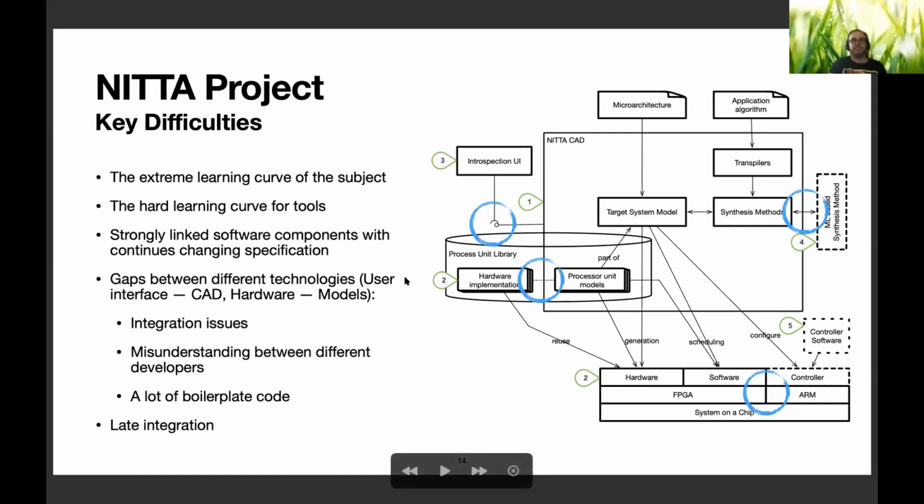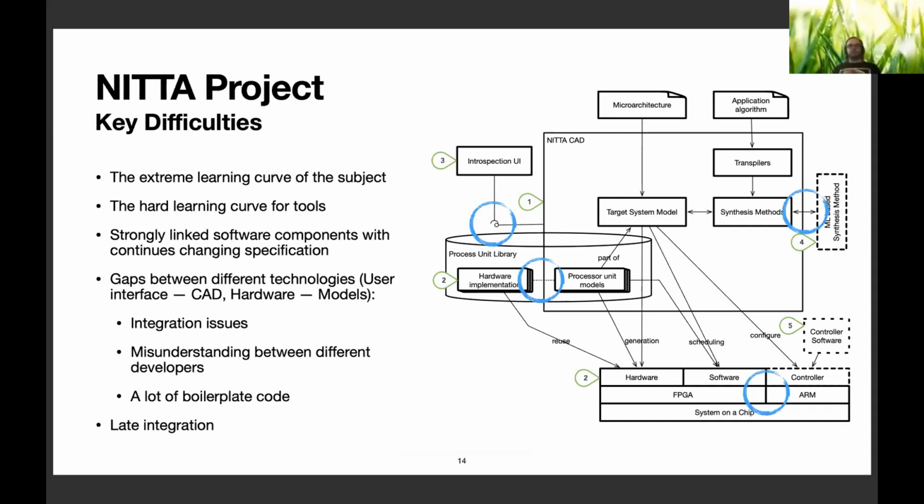Here you can see the integration problem, the gap between the user interface and the CAD implementation, because that requires making a bridge, an interface across different technologies, which usually is a pain. Here is the main problem of that project: how to make the different parts of the system consistent.